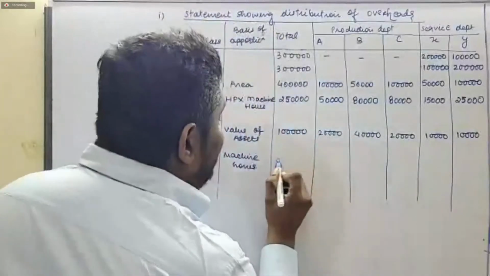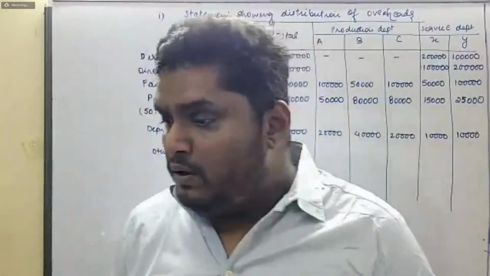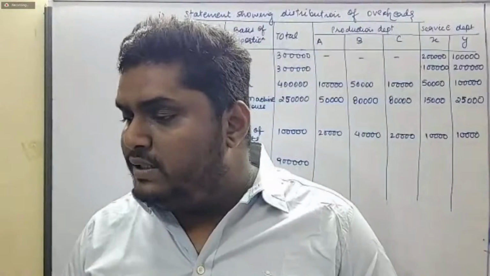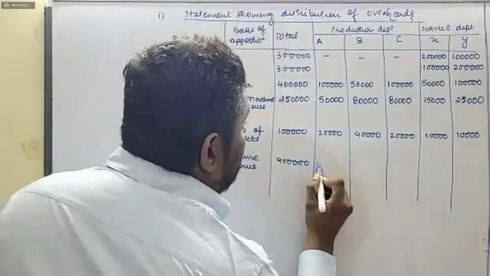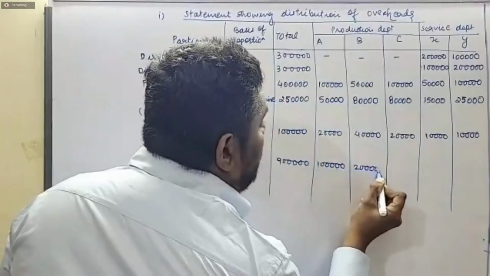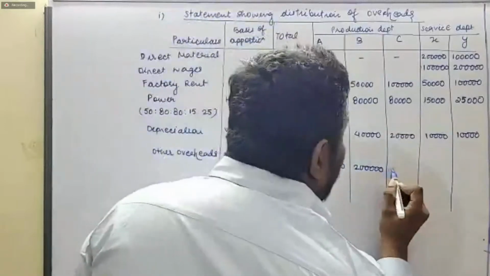The total overheads are 9 lakh. When talking about the machine hours, 1:2:4:1:1, so 4, 5, 6, 7, 8, 9. So this will be 1 lakh. This will be 2 lakh, 4 lakh, 1 lakh, and 1 lakh.